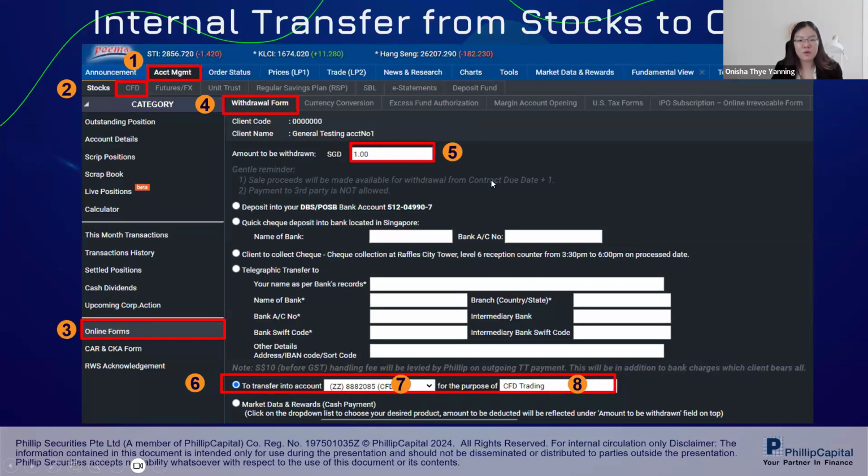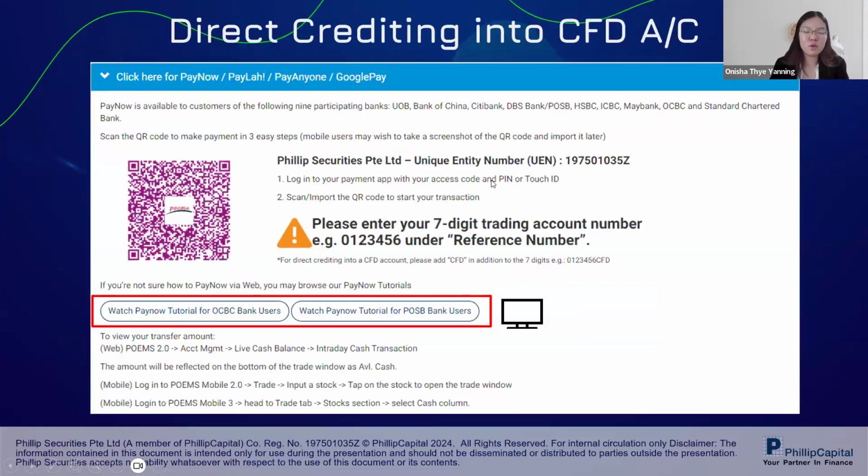For new accounts, you can direct credit into our CFD account. Scan this QR code, and when you input your reference number, put your CFD account number under the reference. At the back you have to put CFD, so please add CFD in addition to the 7-digit account number.